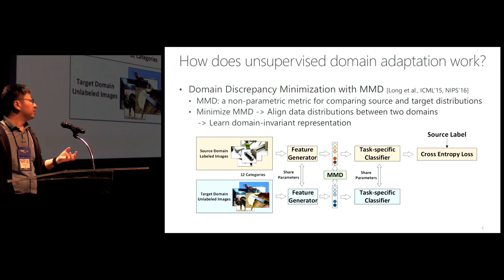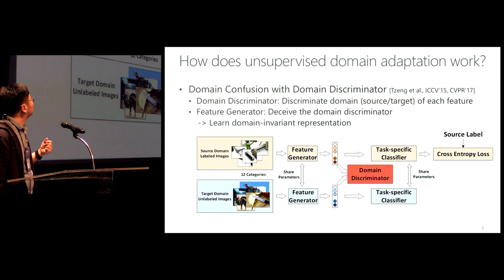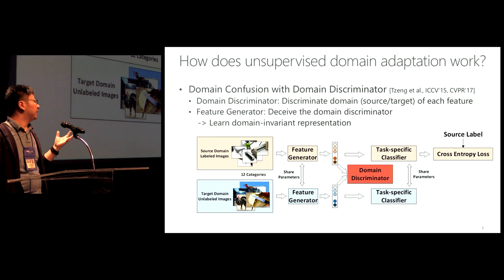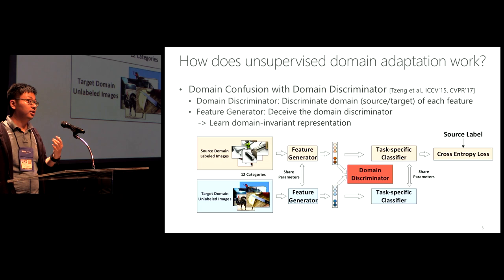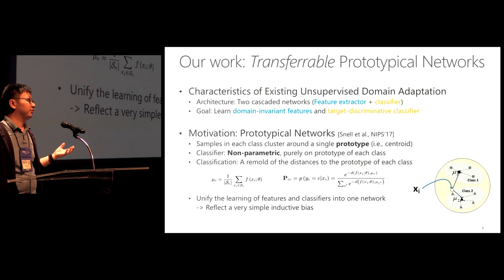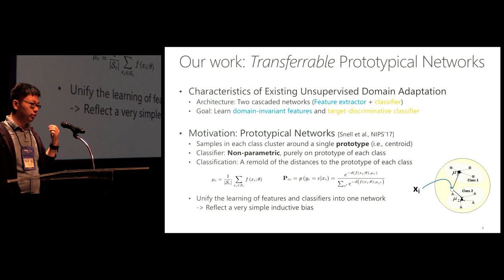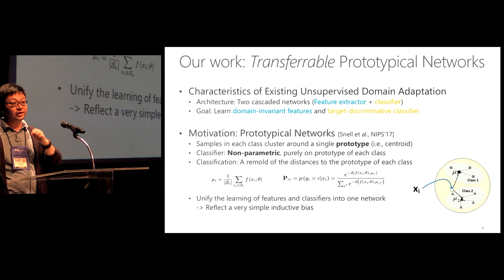And another direction is the domain confusion with discriminator. Here, the discriminator is trying to discriminate the source or target label of each sample. And the framework is trained in an adversarial fashion, just similar to GANs. So here, the feature generator is trained to deceive the discriminator. After reviewing the existing technologies, we could find that most of the existing methods are composed of the same architecture, which is a cascaded model consisting of a feature generator and a classifier.